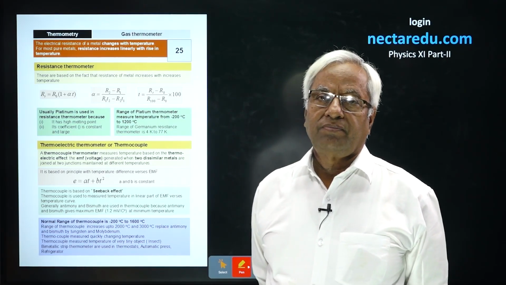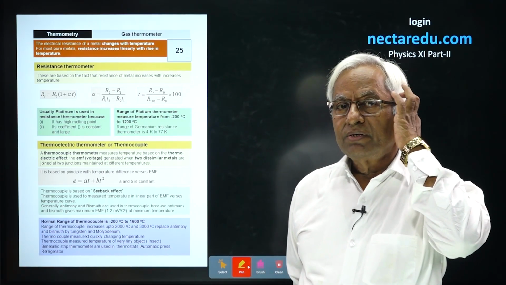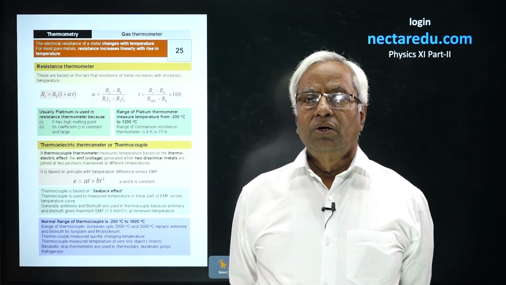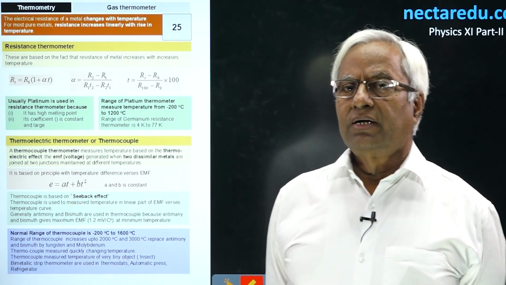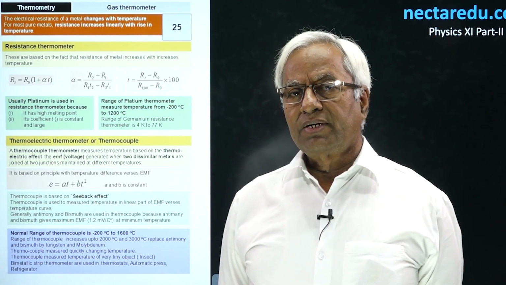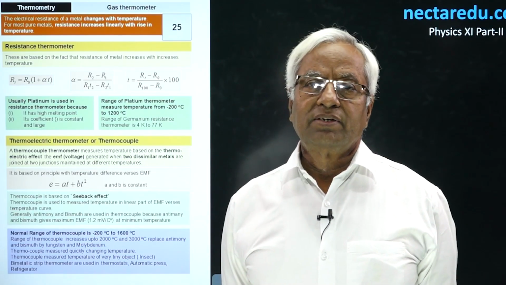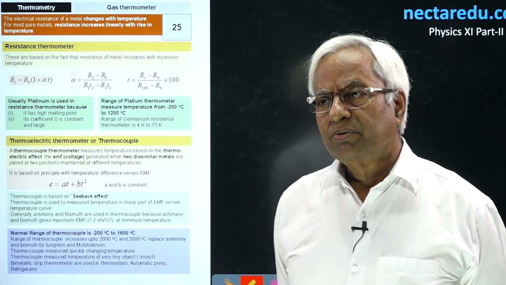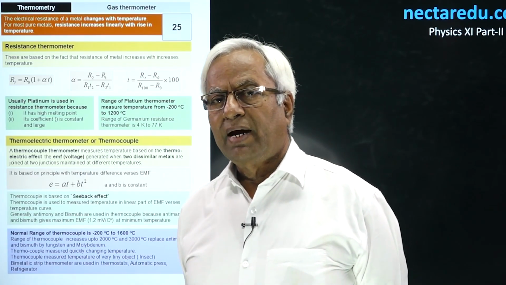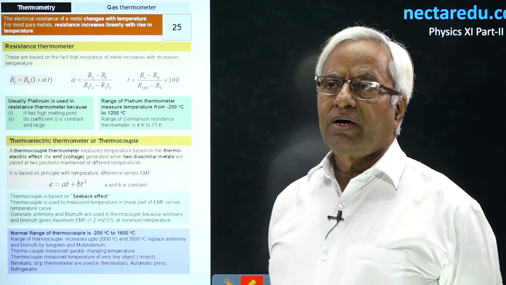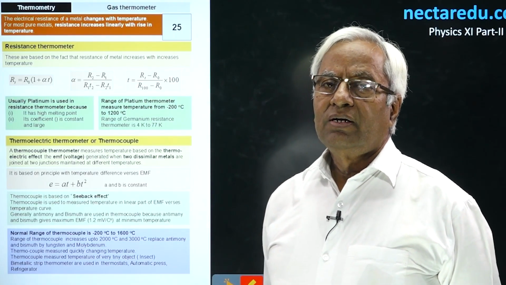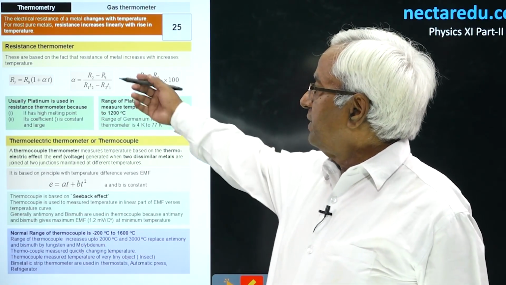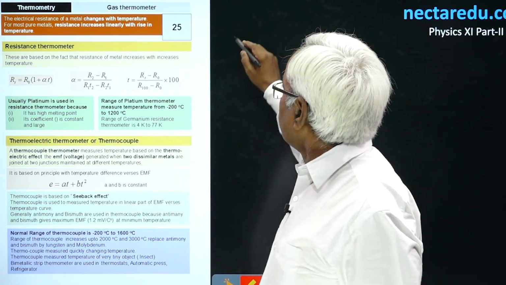Resistance thermometer. The resistance thermometer is based on the principle that resistance changes with temperature. For most metals, we find that the change of resistance with temperature is linear over a quite significant region. So we use mostly metals, and in particular we prefer platinum because of its high melting point and high value of linear coefficient of resistance with temperature.